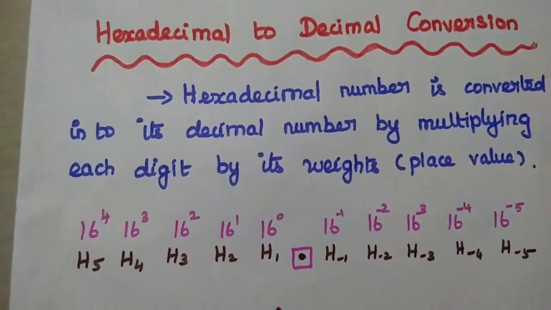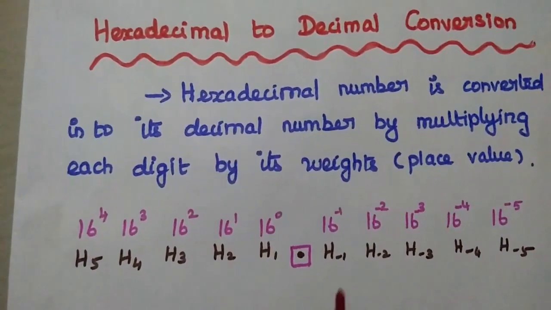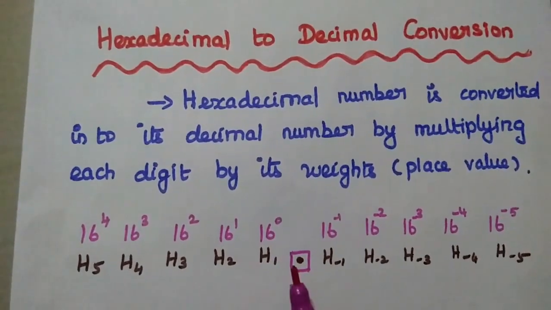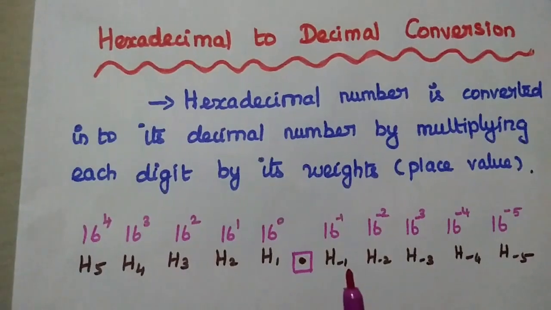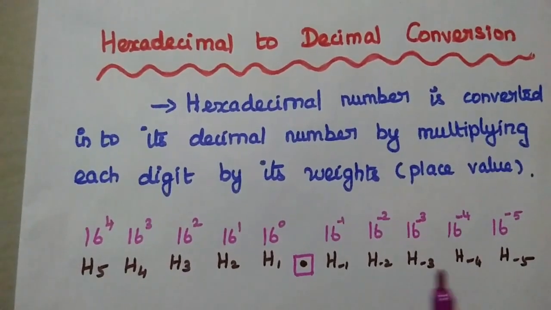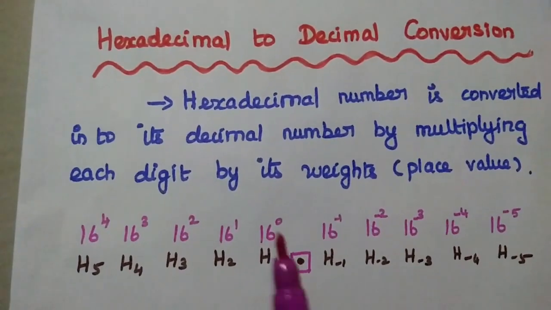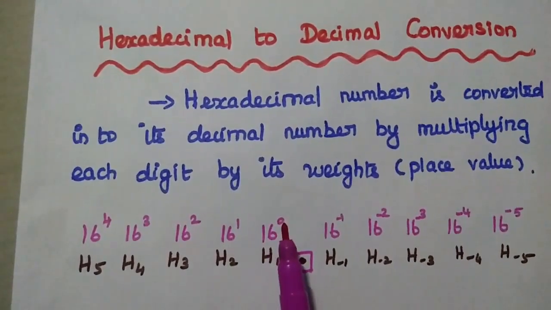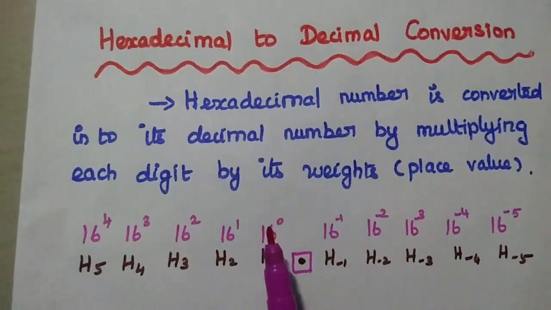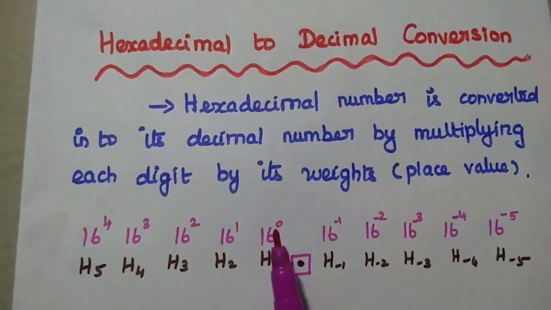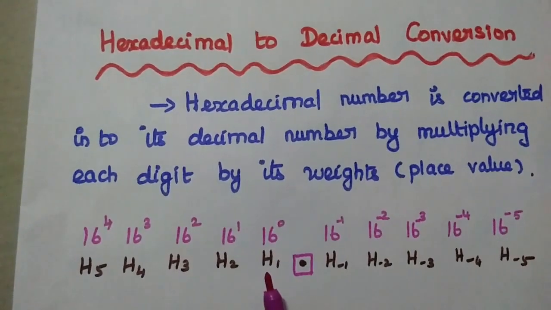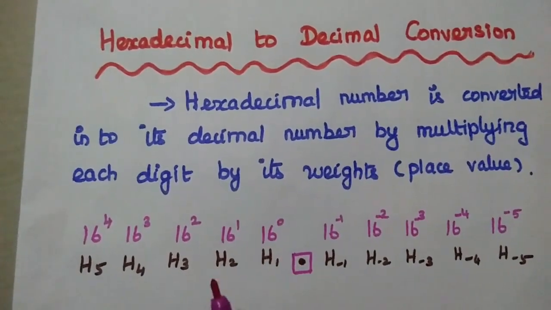This is the general representation of a hexadecimal number: H1, H2, H3, H4. This is the decimal point. After this decimal point, H minus 1, H minus 2, H minus 3. The place value for H1 is 16 power 0. 16 power 0 is nothing but 1, because anything power 0 is 1. The place value for the first digit is 1.